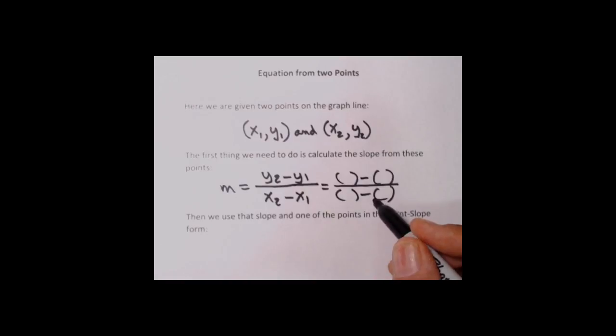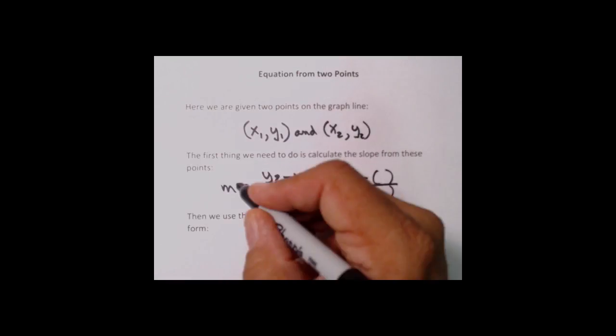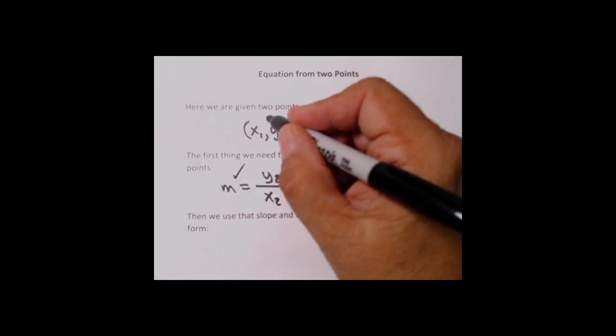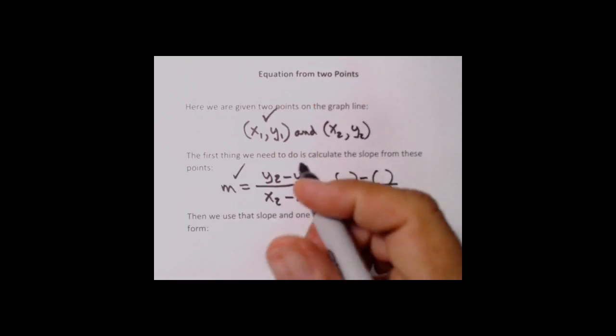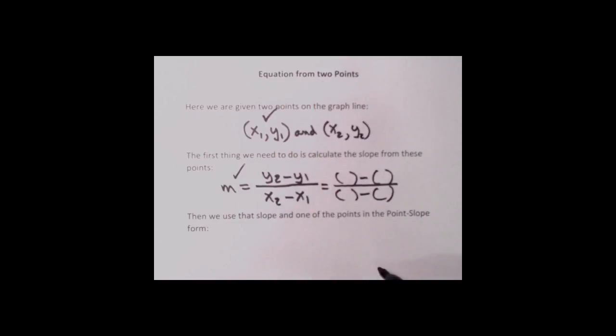Once we have the m, we can then use our m that we calculated along with one of the original points. I usually just grab the one I've got labeled x1, y1, but you could use the other one if you wanted. And of course, what we're going to do is put those in our point slope equation: y minus y1 equals m times x minus x1. That's the general procedure we're going to have. Let's do some of these.